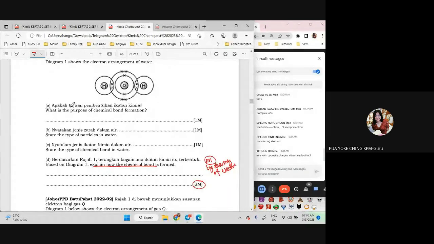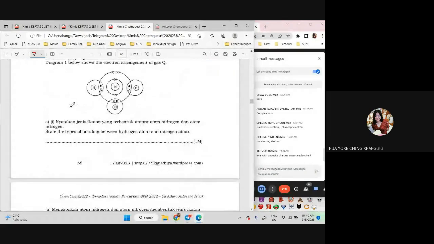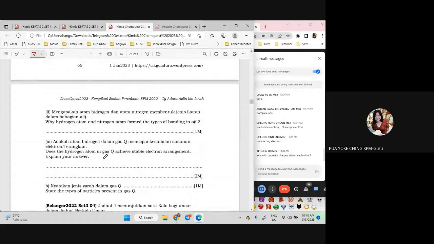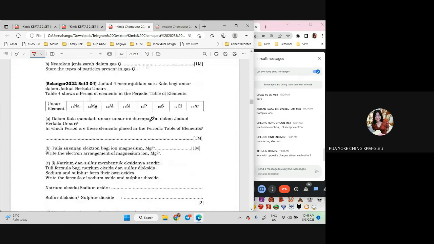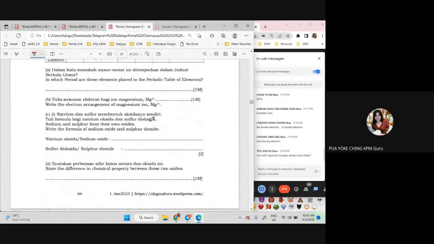This is Police 2022. So how to sharing? Ni pun sama. Okay, how does bagaimana mereka form the types? Okay, kalau this one is 1 mark, then you just write sharing electrons. 2 marks, then you need to be very specific. Okay, so this is sodium oxide and sulfur dioxide. This is comparison of covalent compound and ionic compound. So kena baca covalent compound and ionic compound.